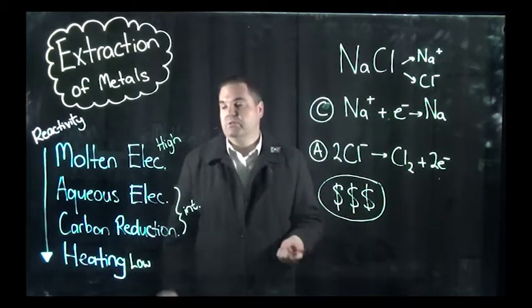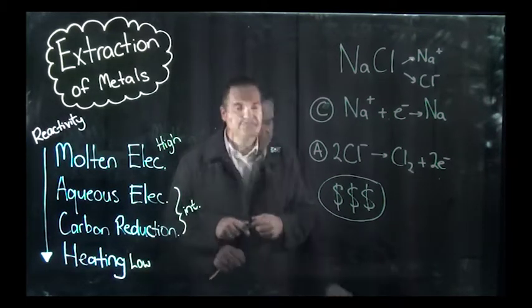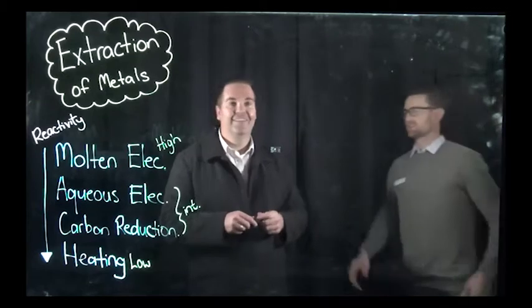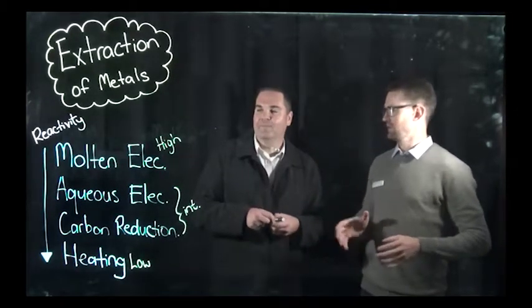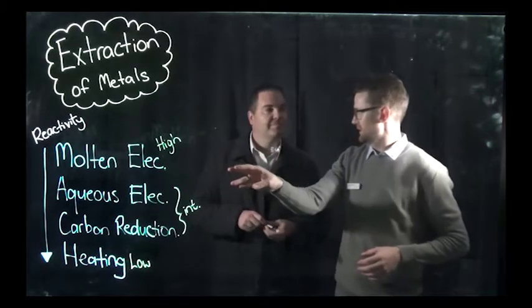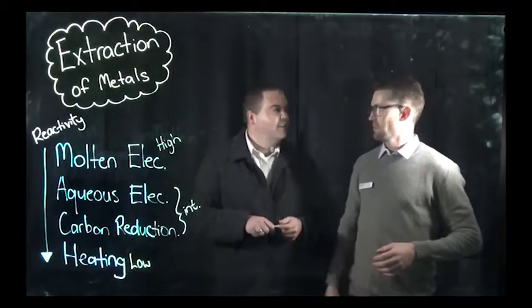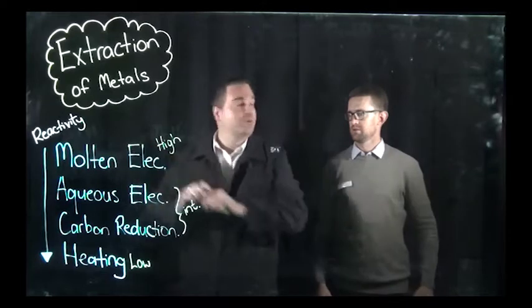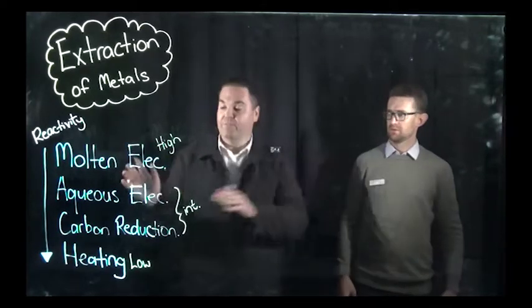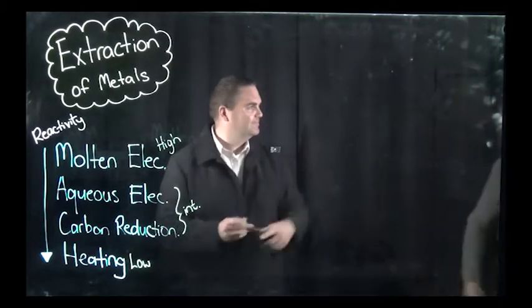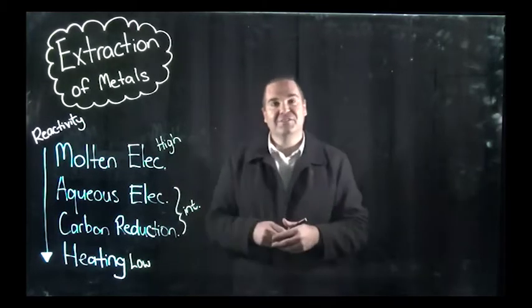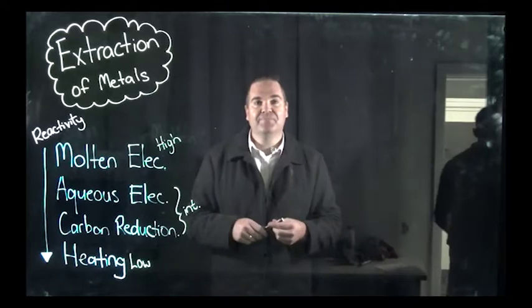I'm just going to show you an electrolysis of an aqueous solution. Hang on, so are you saying that if you have a highly reactive metal, you can only use molten electrolysis? That's correct. If it's highly reactive, you can only use molten electrolysis. But if it's intermediate, you can use aqueous. Thank you for that very good question, Mr. Lacornia. No worries, anytime. So what we will focus on is aqueous electrolysis.